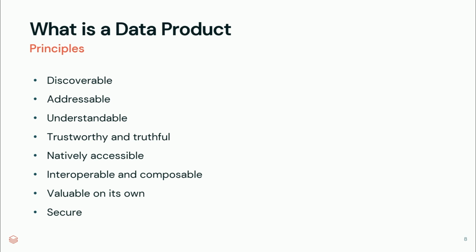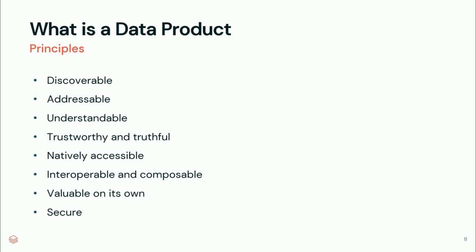We want it to be addressable. Obviously, once we've found it, we don't want it to disappear. We want it to have some sort of long-lived address at which we can find it. It needs to be understandable. Nonsense helps no one. It's useless. So data products need to describe what they are, their requirements, their constraints, what data they contain. They need to be trustworthy and truthful. That means when they execute, the data that they produce should be the data they say they're going to produce.